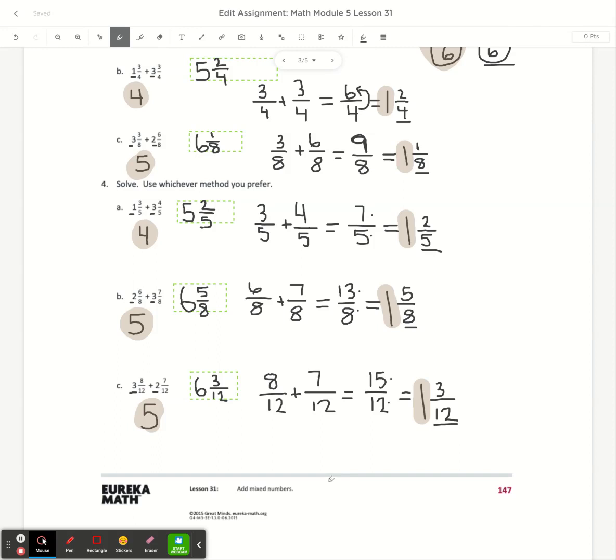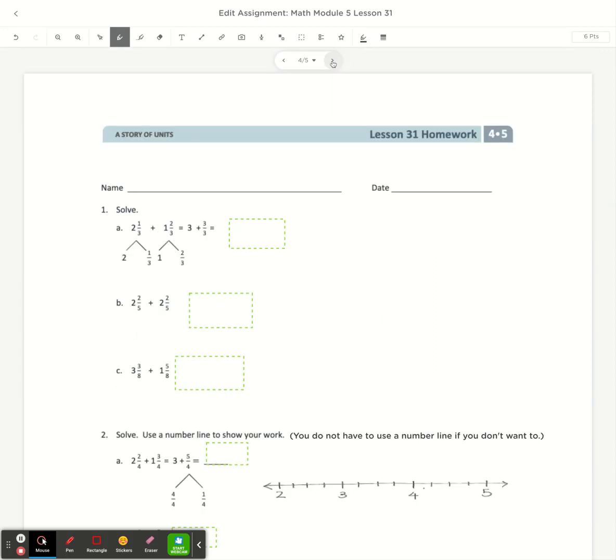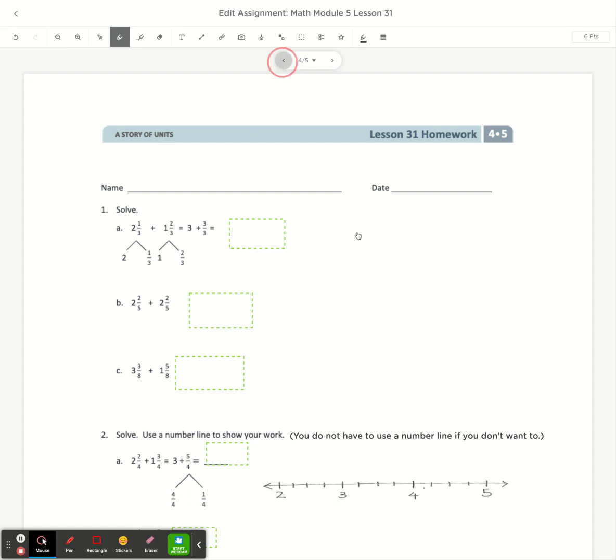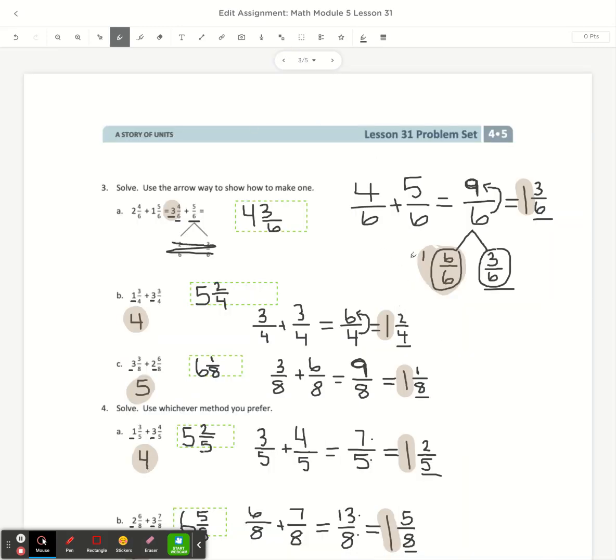And that is the entire lesson. So for your homework slides, you have slides 4 and 5. And yet again, I just want the answer. I don't care how you solve it. As long as you solve it, just make sure that whenever you have those improper fractions, you change it to a mixed number before writing your final answer.